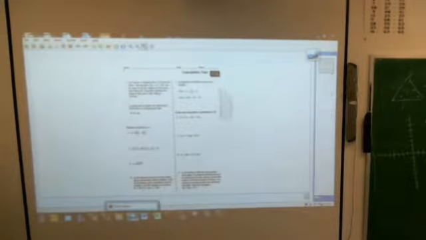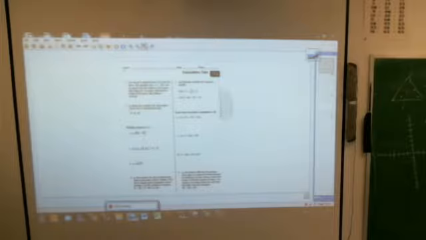13 was what we skipped. 14, the vertical asymptote was negative 3, and the horizontal one was 0. 15, x is less than 2 or x is greater than or equal to 5. 16 is negative 2a times the square root of 3a. 17 is 12.